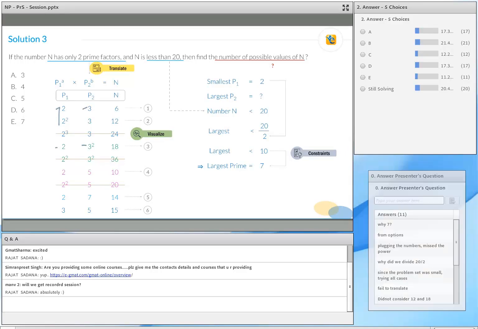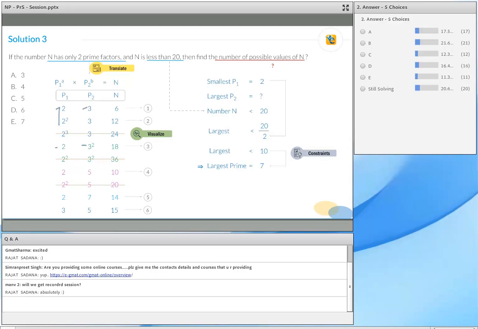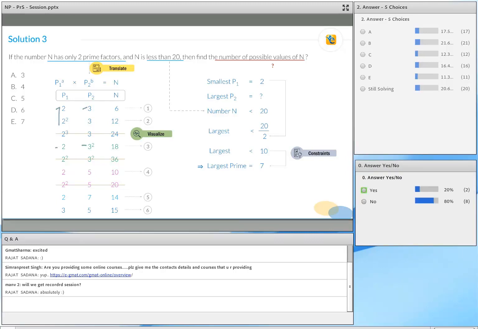Okay, let me ask you this question. Do you guys see the value of doing this thing in a step-by-step manner? Yes or no? Do you see the value of going from applying translation to getting to that next level, then figuring out your constraints, and then doing the visualization? Good. I see five of you who don't see the value. So again, you guys have to figure out why it is that you don't see value in it.